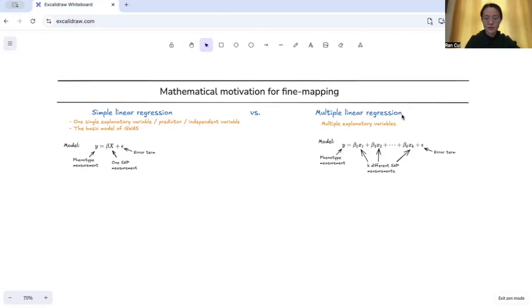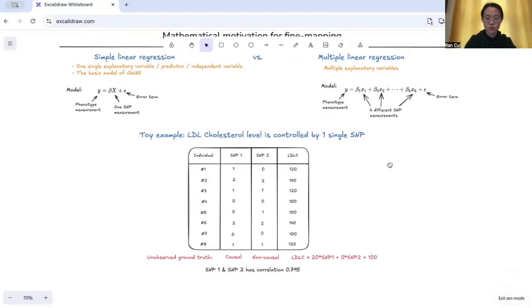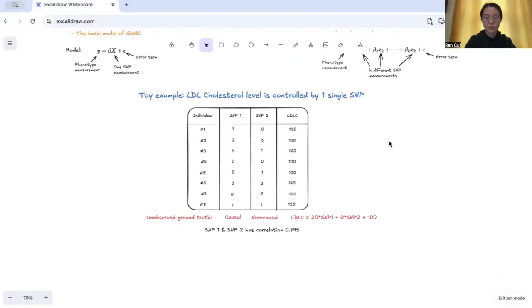And from the name, it's obvious it includes not just one, but multiple explanatory variables, and they're all different. So in our case, it could be k different SNP measurements. It doesn't have to be SNPs though, it can be structural variants. I'm just using SNP here for simplicity. So these two linear regressions can behave pretty differently. And I have a toy example here. It just shows you how they can produce different results.